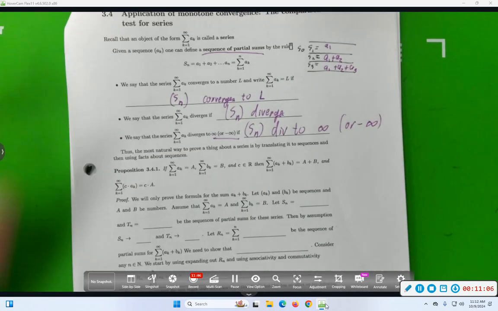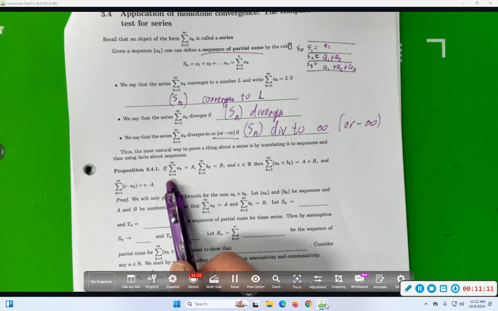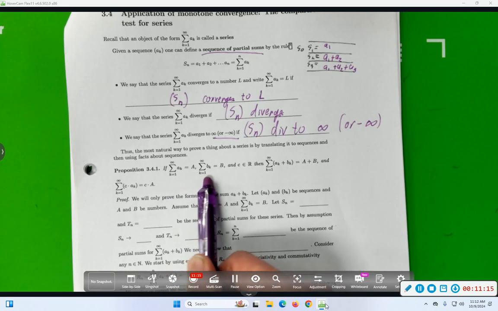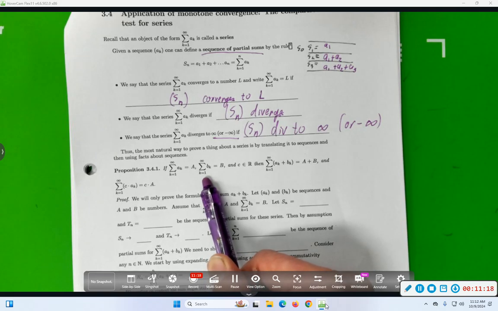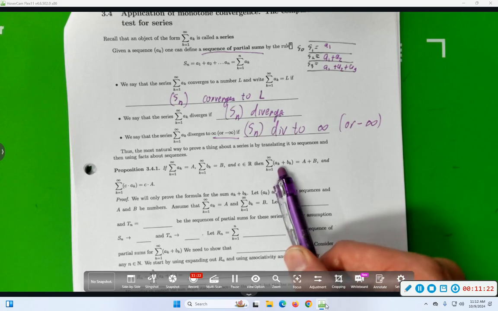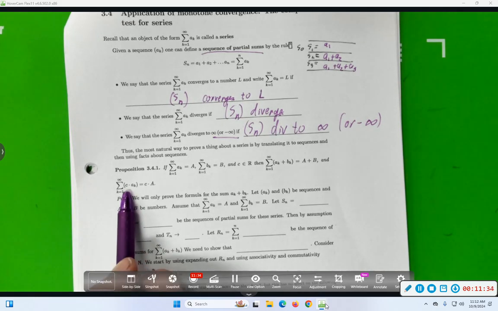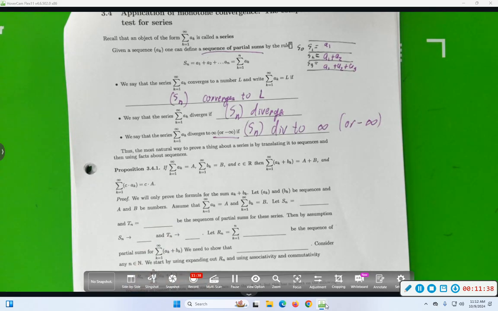Here's one. Let the series from k equals 1 to infinity of ak converge to a. The series from k equals 1 to infinity of bk converge to b. Let c be a real number. Then the series from k equals 1 to infinity of the sum ak plus bk converges to a plus b. Does that seem like a fair thing that should happen? Yeah. And if you multiply all the terms in the series by c, then the infinite sum should just get multiplied by that number c. That seem fair enough?